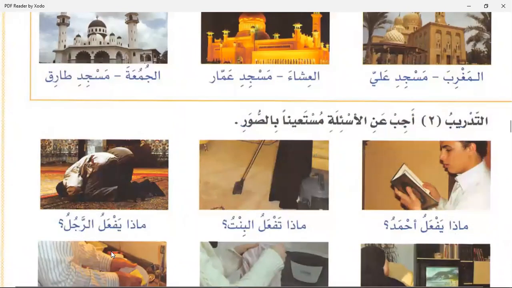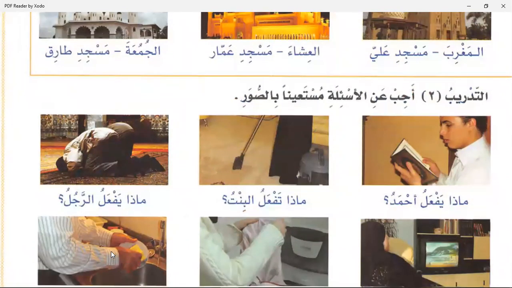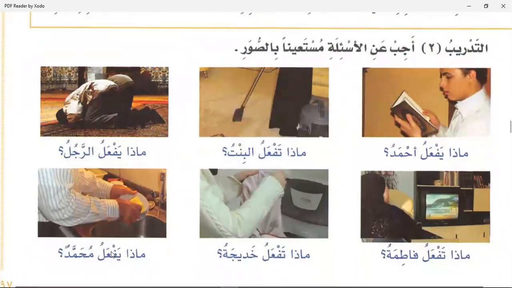The second exercise: answer the questions making use of the pictures. Answer the questions making use of the picture. So you will answer this question according to the picture. Who wants to do this question? Raise your hand.